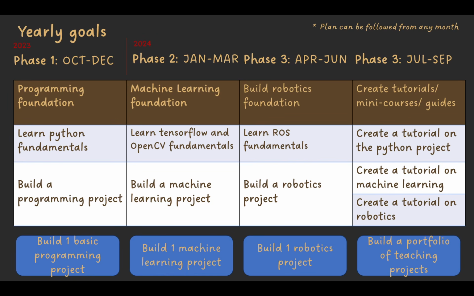There's a lot of tutorials also on OpenCV, so these things can be learned within a month. Especially spending 2 hours on the weekdays and 4 hours on the weekends, that would be more than enough to learn the foundations. And then the next 2 months would be again spent in building a machine learning project. And the third quarter would essentially be dedicated to robotics, and the first month of the third quarter would be dedicated to learning ROS fundamentals.